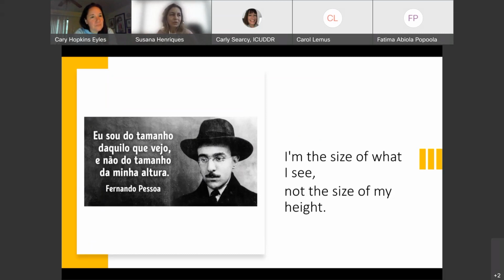And this quote of Fernando Pessoa is meant to stress what we want with this exercise, and that is to stress that experience matters in the learning process. Thank you. Excellent. Thank you.